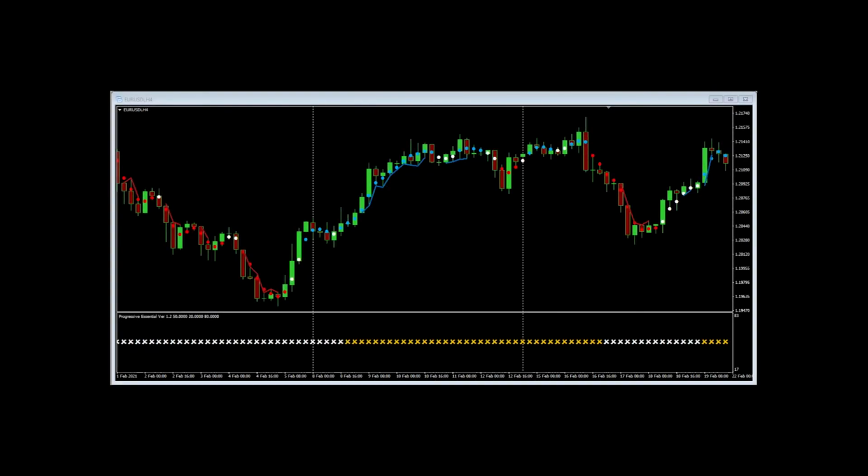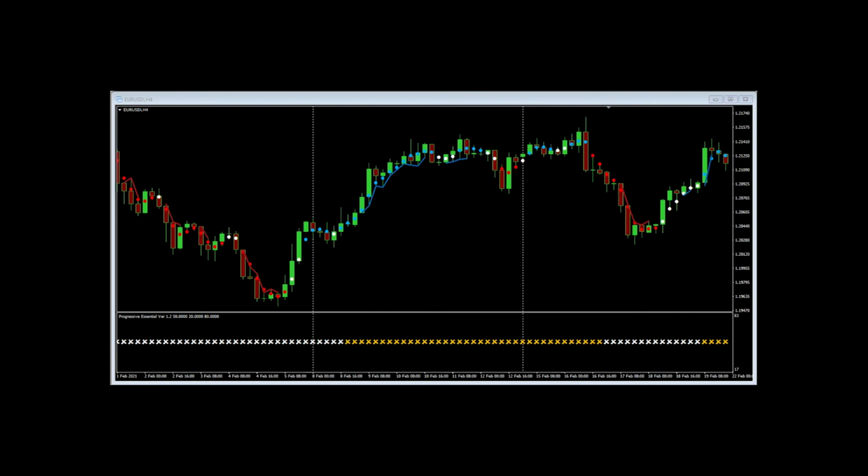In closing, the 3-indicator package, Progressive Essential, the Progressive Ultimate Trend, and the Progressive Power Wave Indicator can give you a much better picture of Forex technicals and help you make wise decisions when trading.